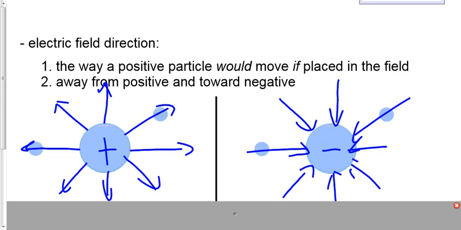Why is it that way? Well, because if I put a positive little experiencer there, which way would it move? Away from it. It's repelled by the positive, right? If I put a little positive right here, which way does it move? Towards it. The force over here is outward, so the field is outward. The force over here is inward, so the field is inward. We arbitrarily define it as away from positive toward the negative because the field is the way that a positive particle would move if placed in the field.